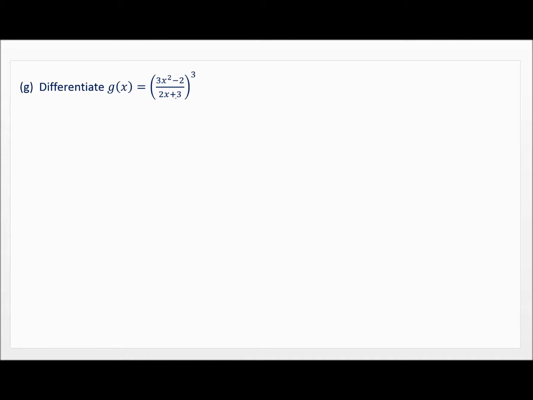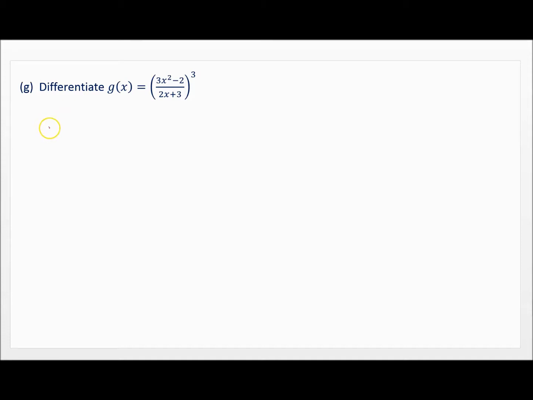The outside of this particular composite function is a power function. It's just raised to the third power. So remember, the rule is you take the derivative of the outside, rewrite the inside, times the derivative of the inside. So let's see if we can pull that off here. This particular function, g of x, doesn't need any rewriting. It's in a good form right now.